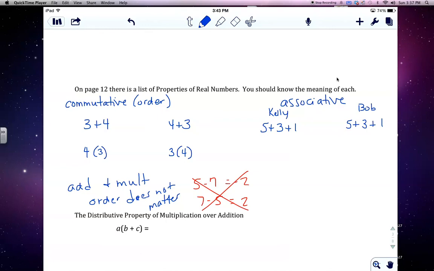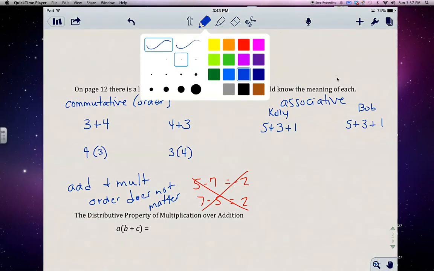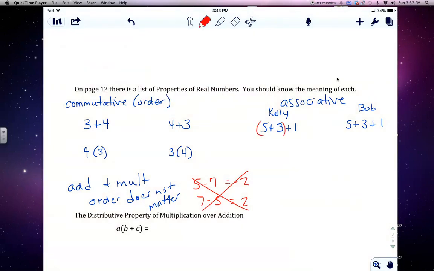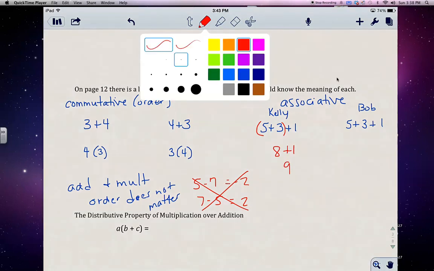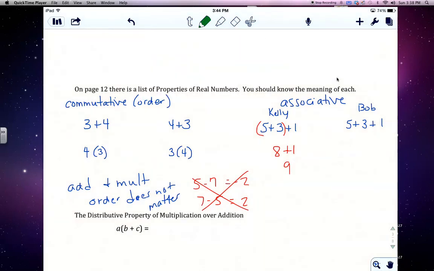Kelly says, well, you give me 5 plus 3 plus 1, and I'm just going to go from left to right and do the 5 plus 3 first. Well, 5 plus 3 is 8, and she adds the 1 later, and she gets 9. Bob says, well, I'm going to do something different. I'm going to do the 3 plus 1 first, and by grouping, we usually use parentheses. So it didn't matter that Kelly decided to do the 5 plus 3 first and then add the 1 later. Grouping doesn't matter with addition.